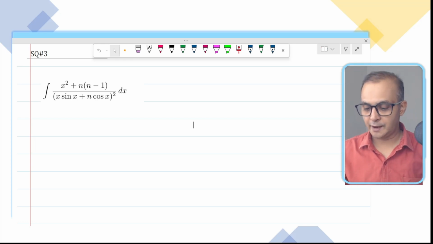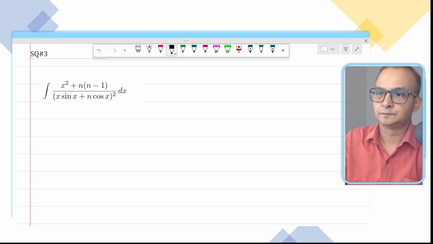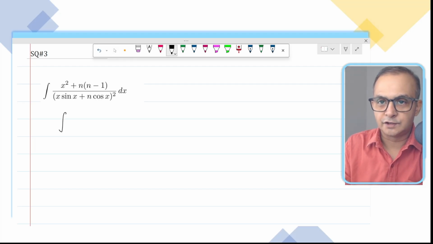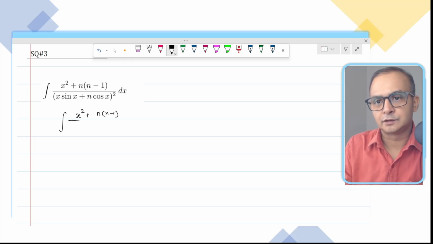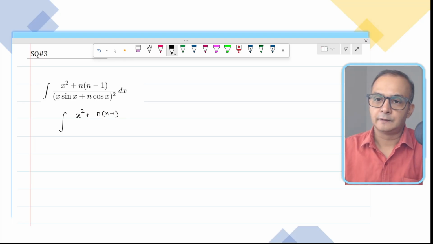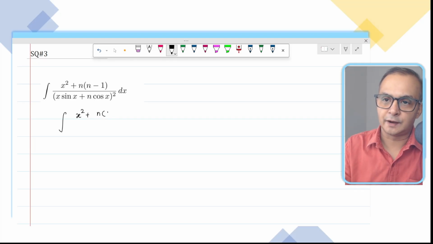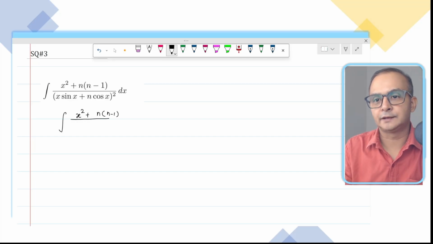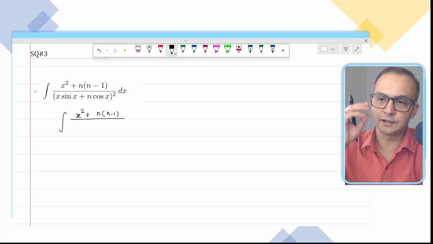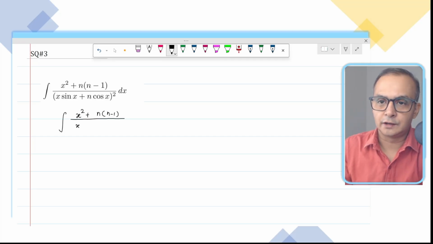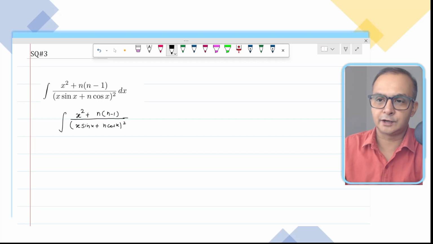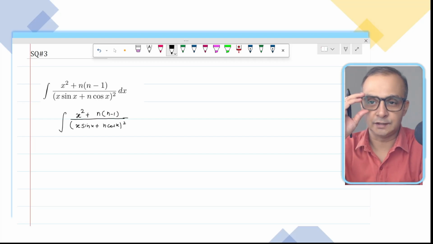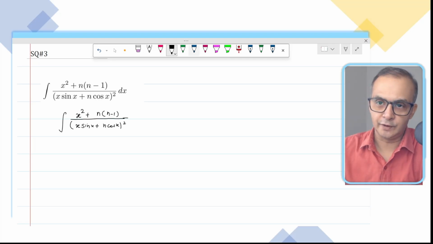This question you may have encountered before also if you are preparing for JEE Main. It is almost everywhere. So I have x squared plus n into n minus 1 on the top, and in the denominator I have (x sin x plus n cos x) the whole square. One popular or usual technique to manipulate the integrand is to multiply by x to the power 2n minus 2 and proceed. But let us think in a different way.